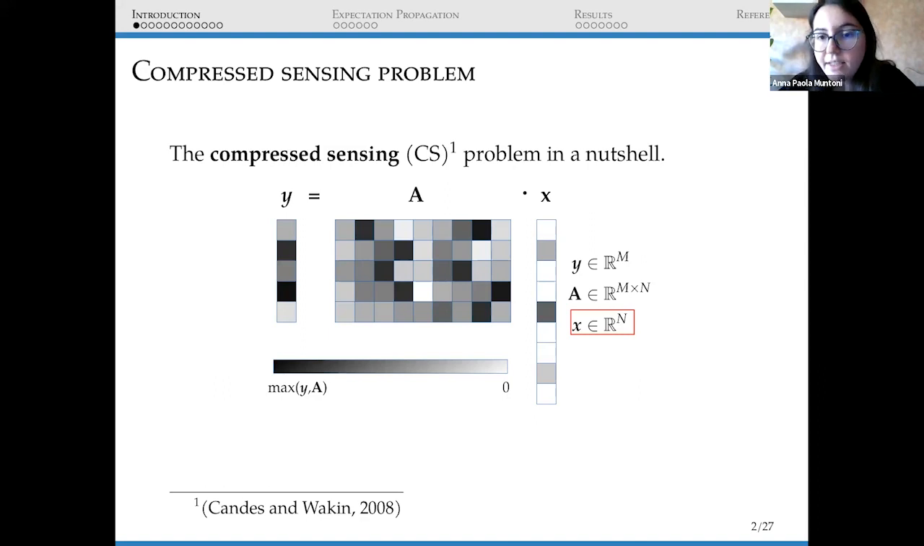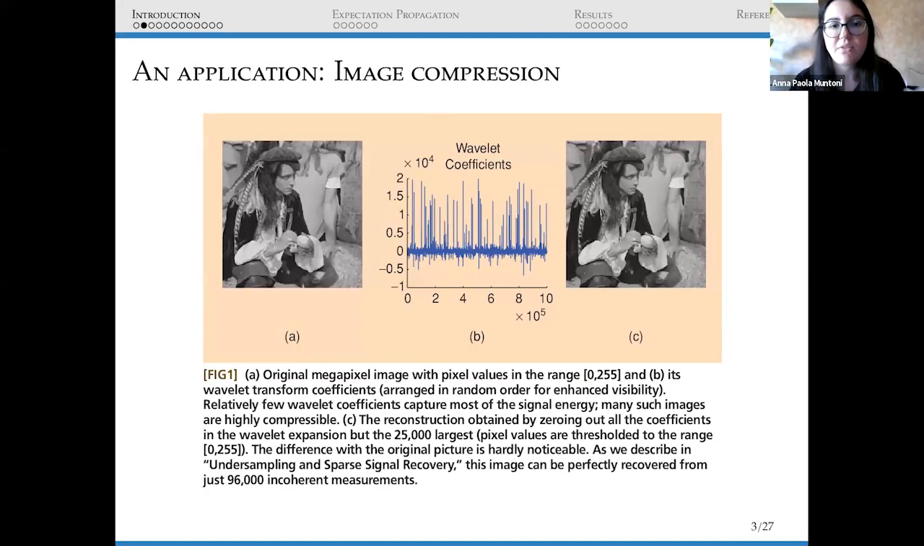To give you an idea of a set of applications linked to the compressed sensing problem, I have chosen two examples. One is a historical one, the problem of image compression. In image compression, what you want to achieve is to store a picture that is in principle made of megapixels. So you have to store in your computer at least order of 10 to the 6 numbers, which are the intensities of each pixel in these black and white images. And instead of storing all these numbers, you want to store a compressed version of it, with a number of variables that is quite a lot smaller.